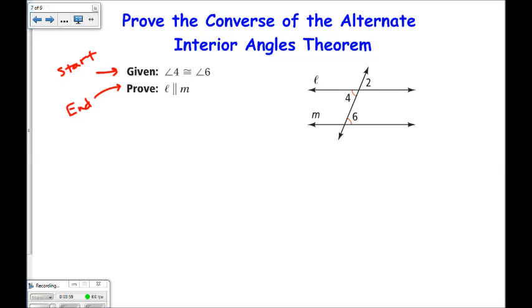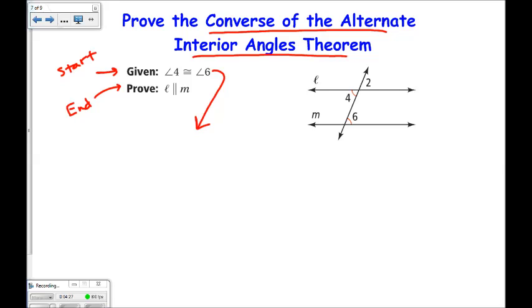Now you may want to say, well, it's because of the converse of the alternate interior angles theorem, but we're proving that theorem, so we can't use it in our proof. But we can use our postulate. We can use that if 2 and 6 are congruent, then the lines would be parallel. But we don't yet know that angles 2 and 6 are congruent. So I will start with our given, 4 and 6 are congruent.